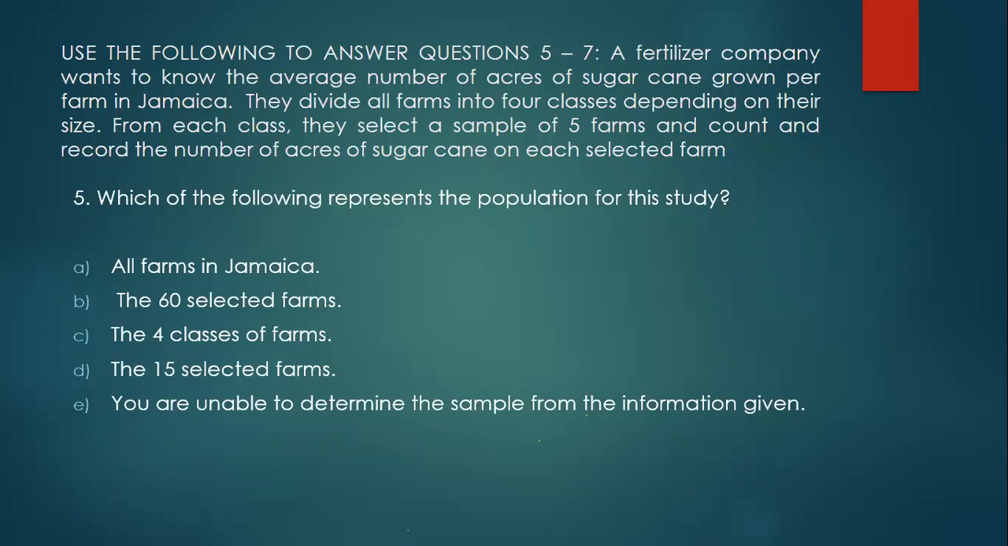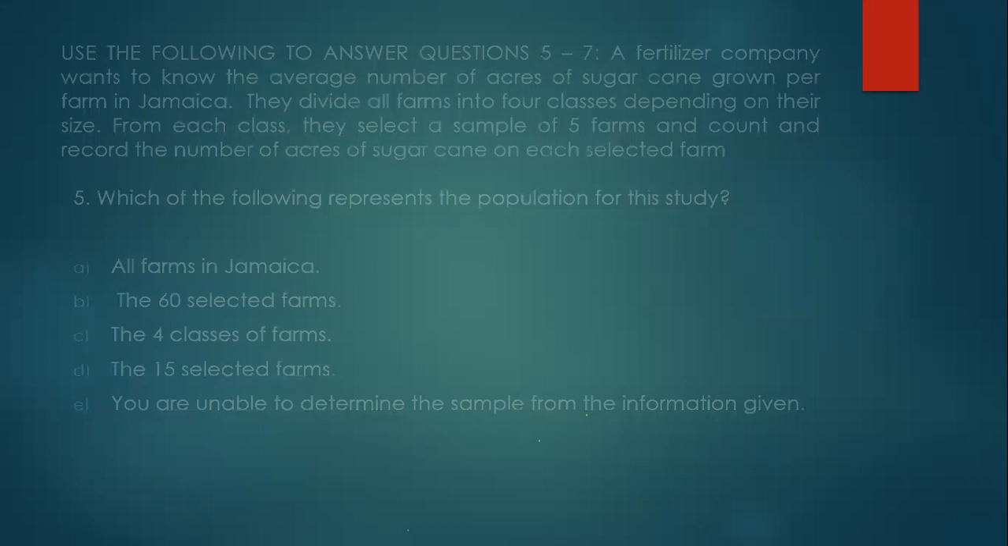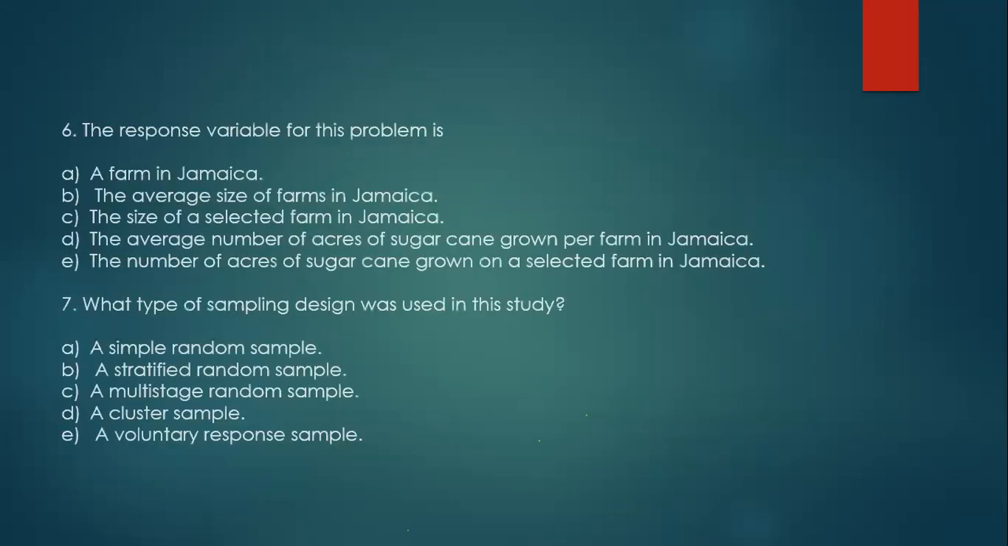And remember that a variable is the characteristic of what is being studied. So we know that in this case, the response variable would be the number of acres of sugarcane grown on a selected farm in Jamaica.